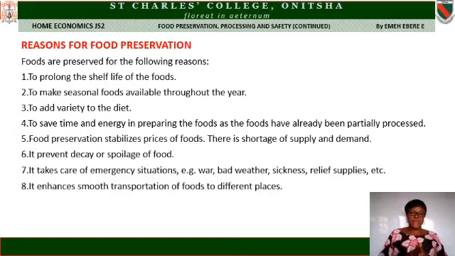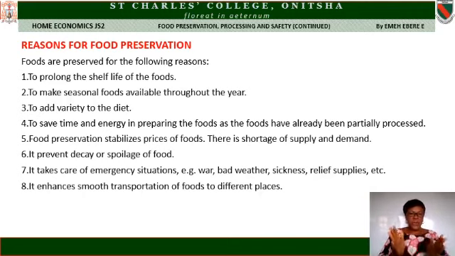Reasons for food preservation. Some of us may ask, why do we preserve our food? Why do we engage ourselves and take pains to do all these things? The reasons are: 1, to prolong the shelf life of the food, to make the food last long. 2, to make seasonal food available throughout the year.